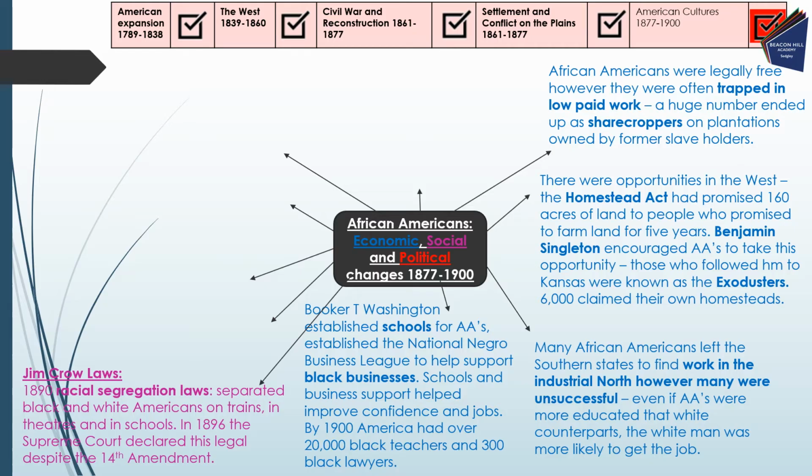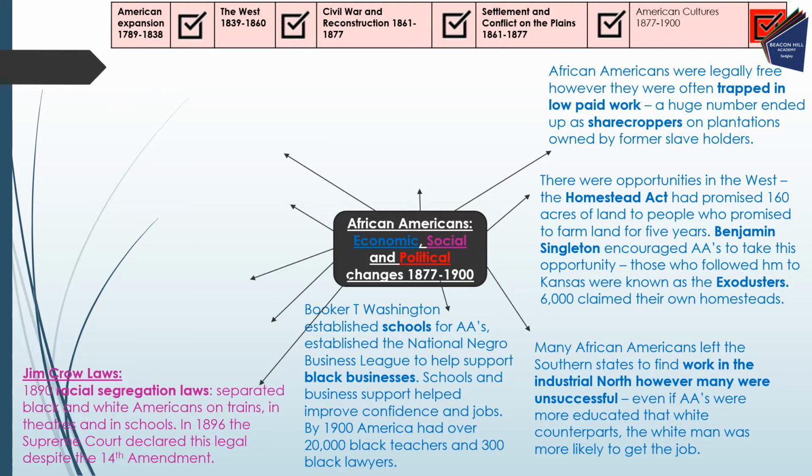In terms of social, we have the Jim Crow laws, which I'm sure you will remember. So these were racial segregation laws, and they separated black and white Americans on trains, in theatres and in schools. And in 1896, the Supreme Court declared this legal despite the 14th Amendment. So the Jim Crow laws are something that you could reference in terms of societal changes for African Americans that made life worse for them.